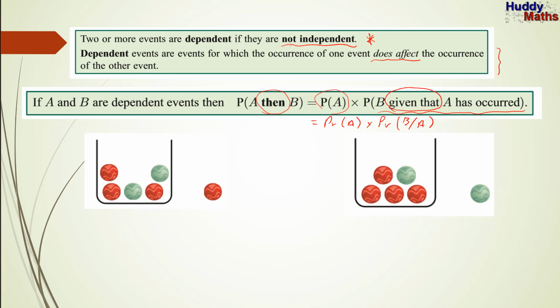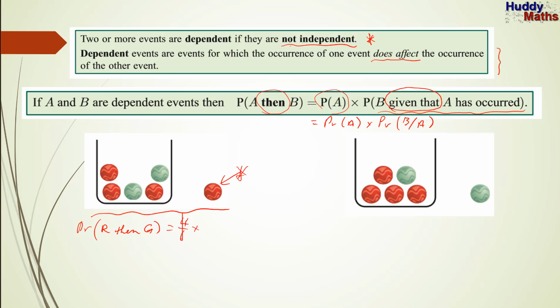All right, so let's have a look over here. This is our first scenario. Let's put it this way: I'll put a red first because I've drawn out a red. What's the probability of a red then a green in this scenario? Because we've taken it out and it's not being replaced. The probability of a red was, what was it before? 4 out of 6.